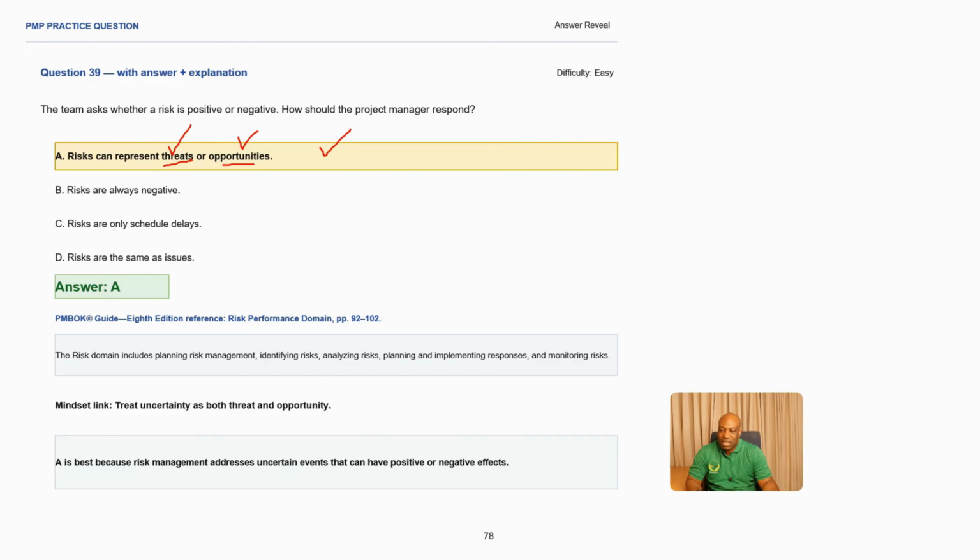What is our reference is the risk performance domain. All right. And what is the applicable mindset in this scenario? You need to treat uncertainty as both threat and also opportunity. So this is very important. You need to consider risk either as a threat or even as an opportunity, making A the best answer, because risk management addresses uncertain events that can have a positive or even a negative effect in a project, making A the best answer.